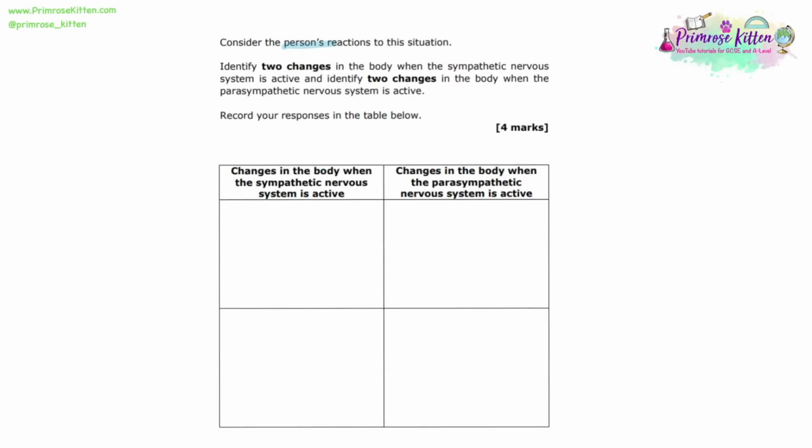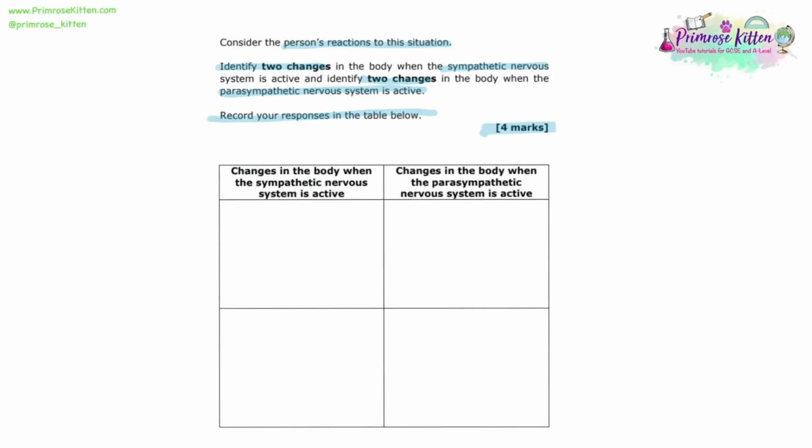Consider the person's reactions to this situation. Identify 2 changes in the body when the sympathetic nervous system is active, and identify 2 changes in the body when the parasympathetic nervous system is active. Record your responses in the table below. There are 4 marks available for the question.